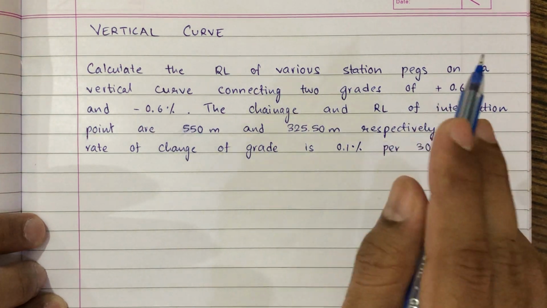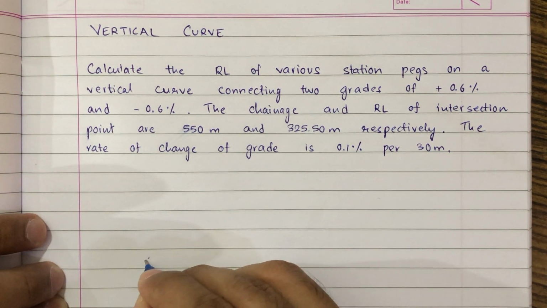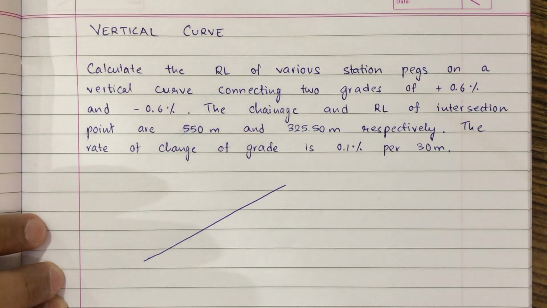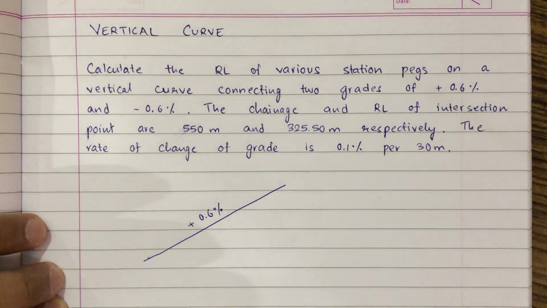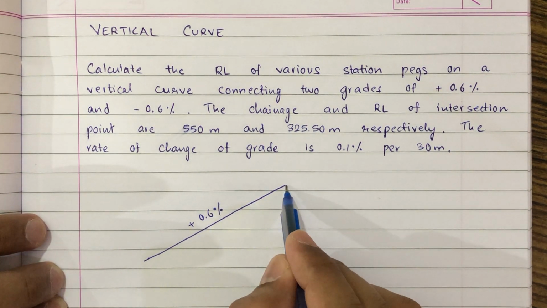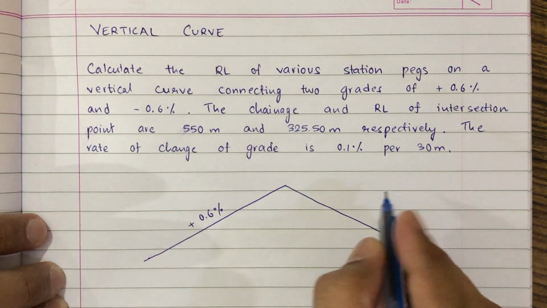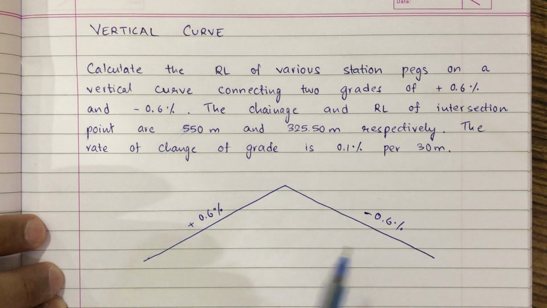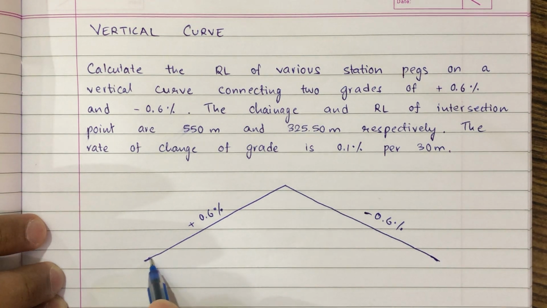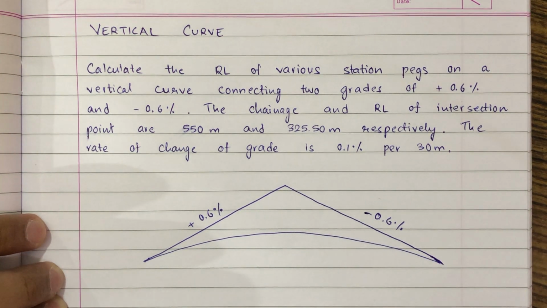So plus means rise and minus means fall. So first there will be a rising gradient, given as plus 0.6%, and this rising gradient is followed by a falling gradient of minus 0.6%. So in between these two grades, there will be the vertical curve.